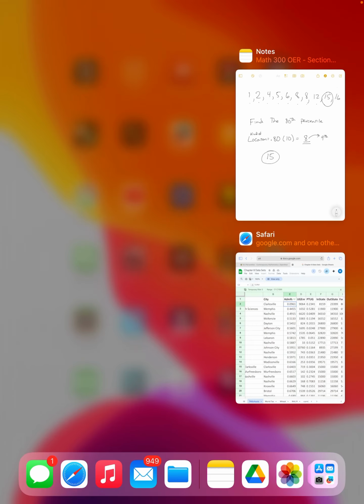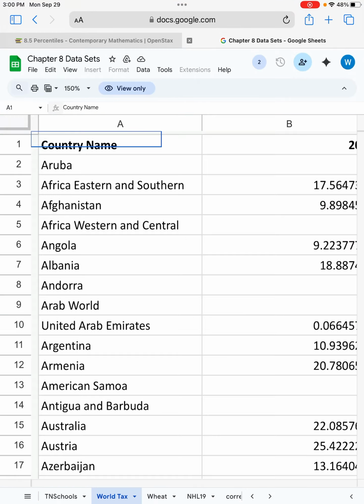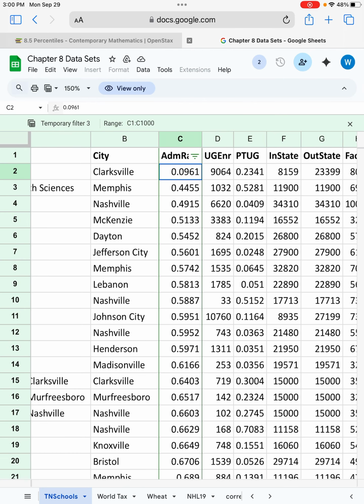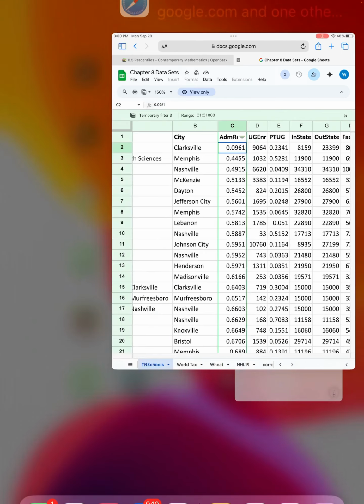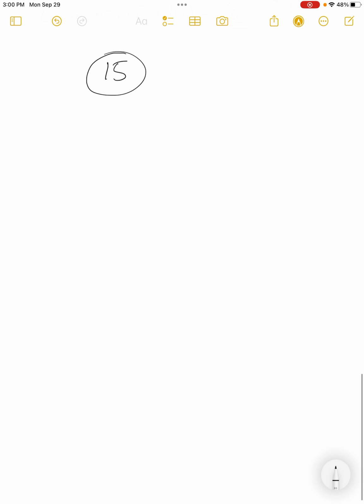If we did that same problem with our admission rates, right? And again, we know it's going to mess up on us, so we'll just go back and forth here. So here's our admission rates. Let's suppose we wanted the 80th percentile here. If we wanted the 80th percentile for the admission rates, what do we do?